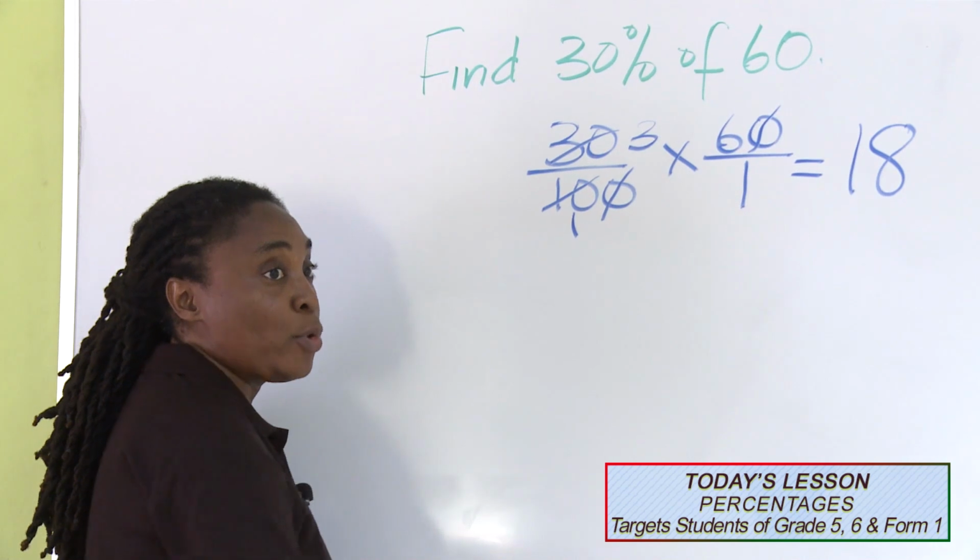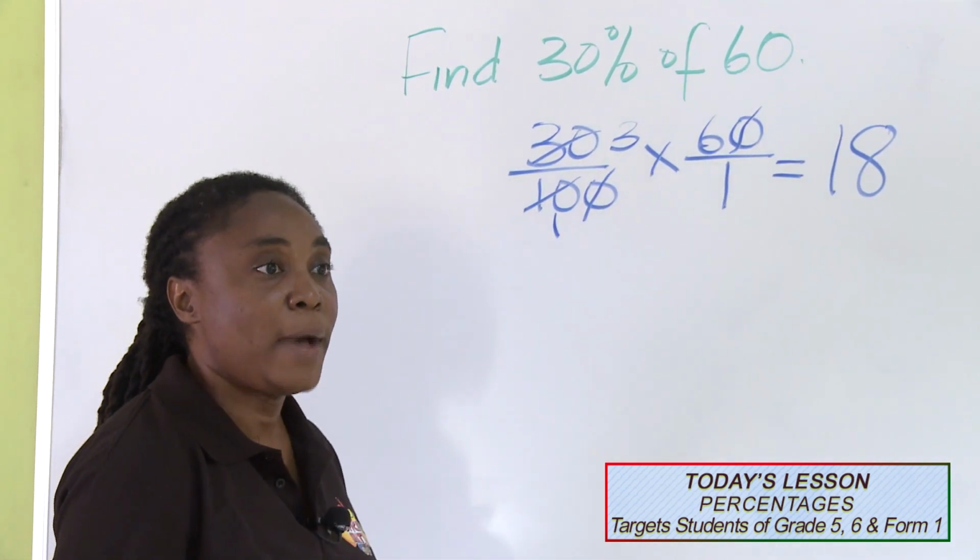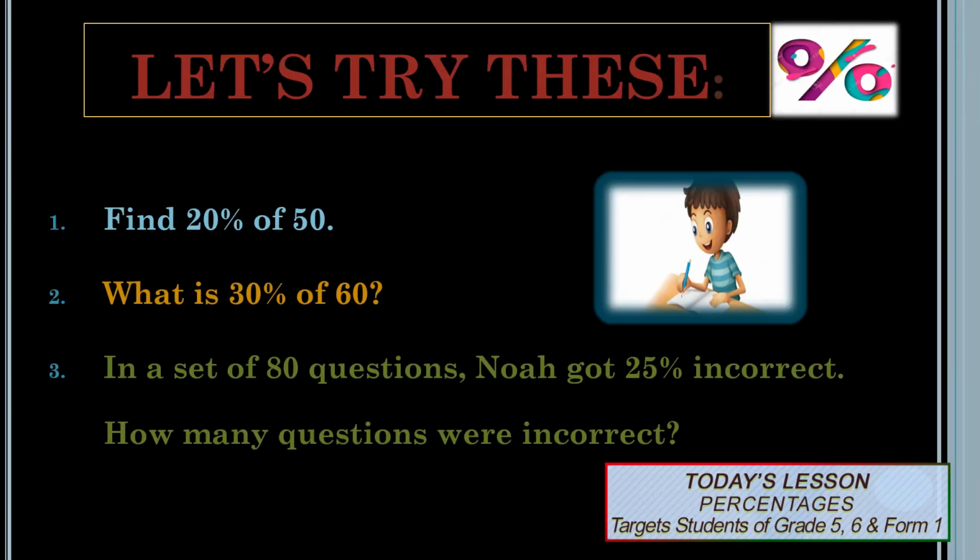Okay? Now I'm going to allow you to do one by yourself. Read it on the screen. It says, in a set of 80 questions, Noah got 25% incorrect. In other words, he got 25% wrong. How many questions were incorrect? How many questions did Noah get wrong? So take a moment and do that question.